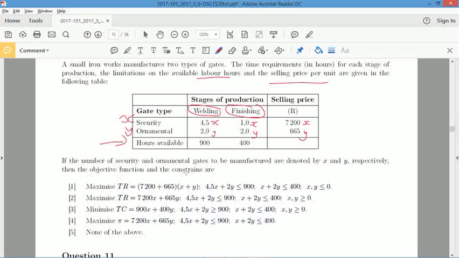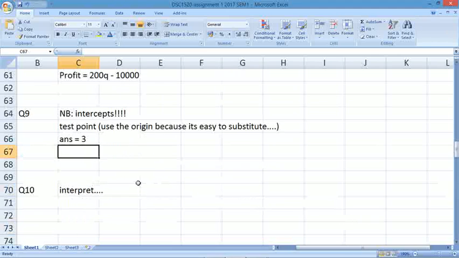So they want to know what the different systems of inequalities are here. The first bit is I need to look at each stage. Do you agree the welding stage is limited to 900 hours? That means, in terms of welding, the ornamental is denoted by Y and security is denoted by X. So obviously 4.5x plus 2y must be less than or equal to 900 because it must be within that particular time frame. So let's write that down.